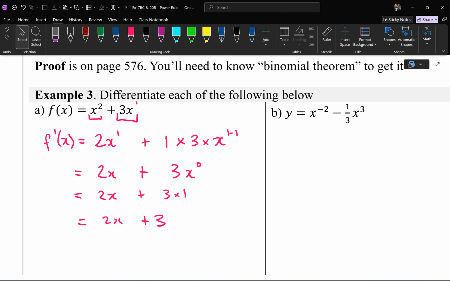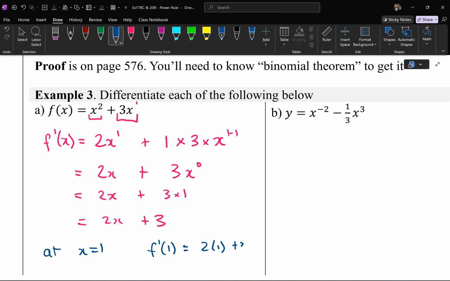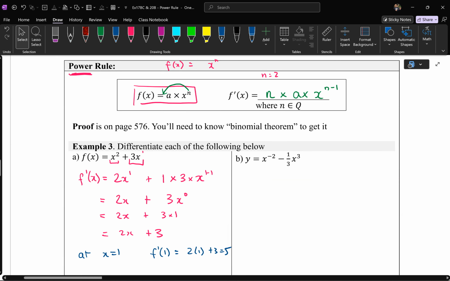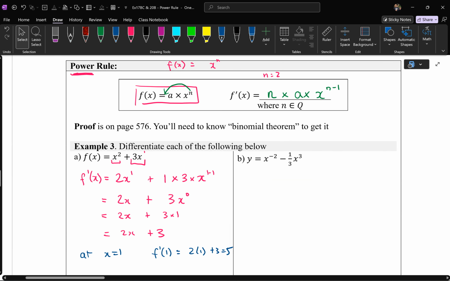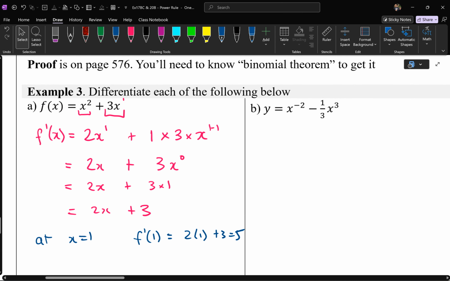So therefore, if you wanted to find the gradient at x equals 1, so instantaneous rate of change, at x equals 1, instantaneous rate of change is equal to 5. Okay, so that's the quicker way. But you need to practice power rule today. So today's goal is to practice this skill. Drop down the power, minus the power by 1. Let's have a go with another one.